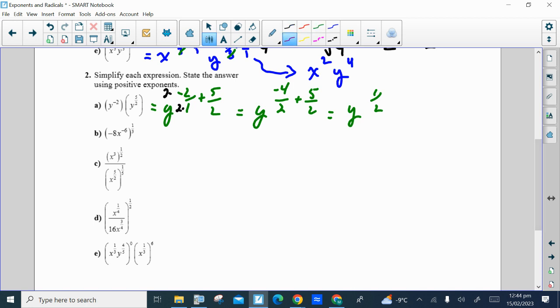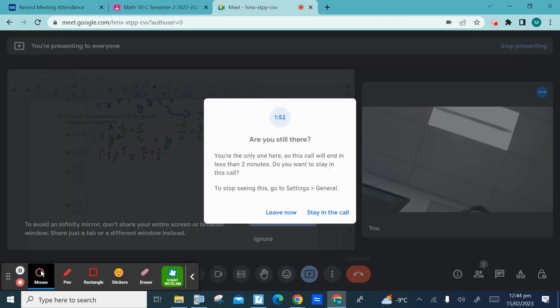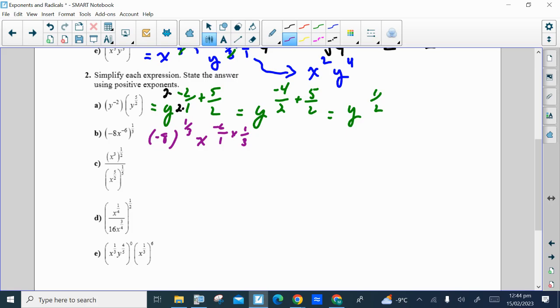Question B. Everything inside the brackets raised to the power 1/3. So that includes the -8 as well as the x to the -6. And when you have one exponent raised to another, you multiply the exponents and keep the base the same. That's what we have learned. So it's -6 over 1 times 1 over 3.